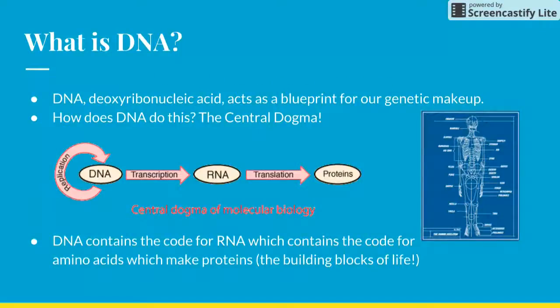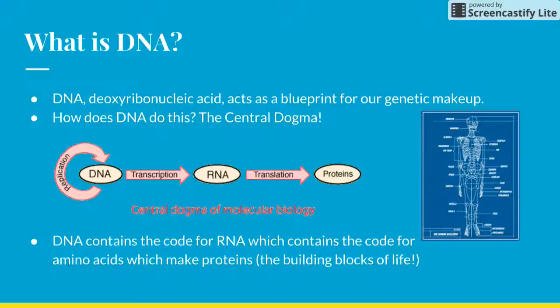So what is DNA? We've all heard of it before, but what exactly is it? DNA is short for deoxyribonucleic acid, and it acts as a blueprint for our genetic makeup. It's the carrier of our genetic code. It's what makes you, you. So how does DNA do this?